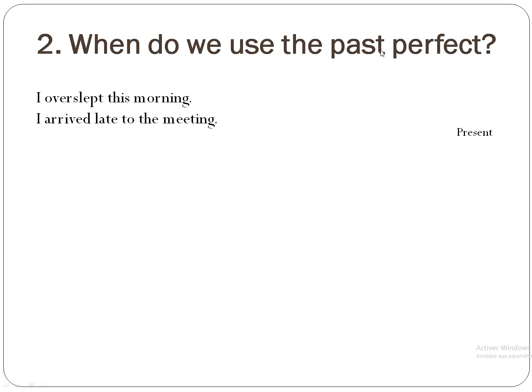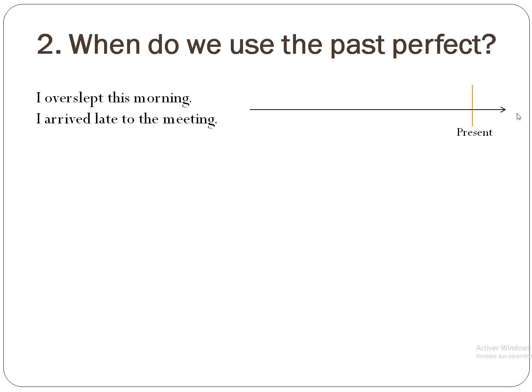Now, when do we use the past perfect? Let's consider the two sentences that we have here. I overslept this morning. Overslept, to oversleep, meaning that I did not wake up on time. I arrived late to the meeting. So we have two verbs, right? Two actions. Both of them are conjugated in the past simple.